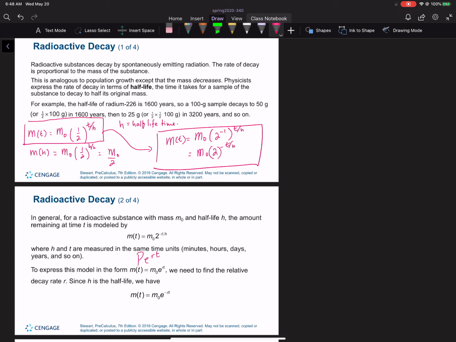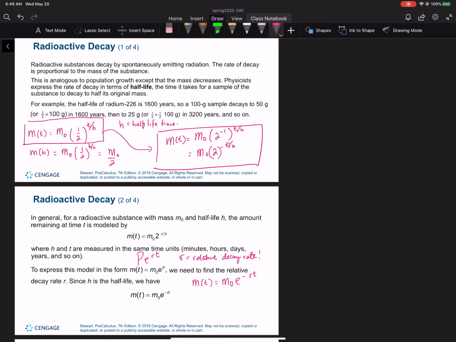But in this case, we have a radioactive decay. It's decaying, and we have a rate of decay. So the r over here is a relative decay rate. So we can mimic this part for our use in this problem set. If I do that, I'm going to get M of t is equal to M naught e to the negative r t. And it's negative because remember that r has to be negative for it to decay. So that's why we're putting the negative there.